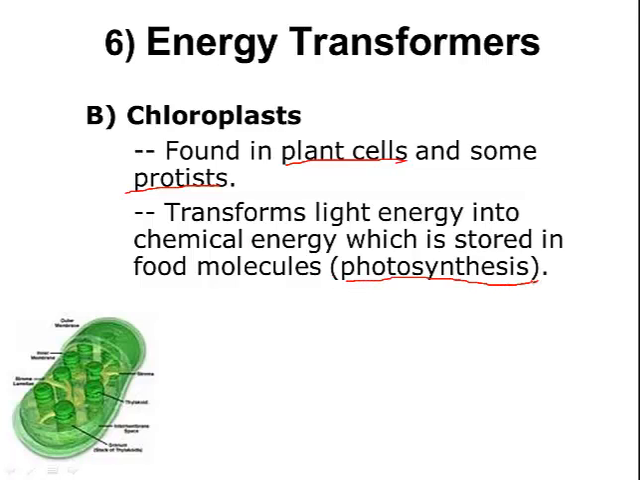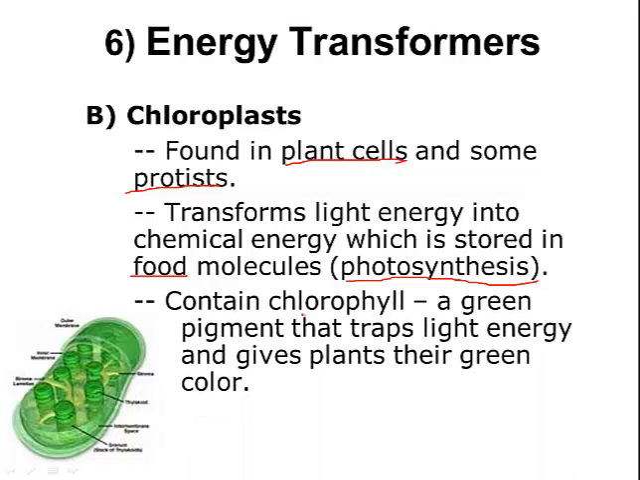So the process of photosynthesis only occurs in plants and protists. And there we're going to take light energy and we're going to form it into food molecules, mainly glucose. And then we eat that glucose and we break it down doing cellular respiration in our mitochondria. Now, plants and protists also have mitochondria because the food that they make through photosynthesis, they are going to need to be able to break down using the mitochondria.